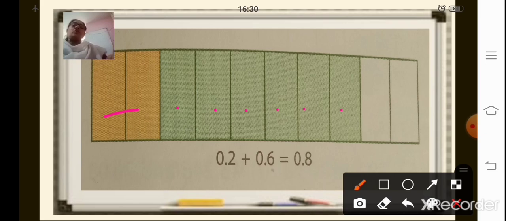Now when we add 0.2 and 0.6, we'll get the answer as 0.8. So what are the total parts colored here out of 10 equal parts? That is 8 parts. Or you can say it is 8 upon 10, which is 0.8 when we convert it into a decimal number.